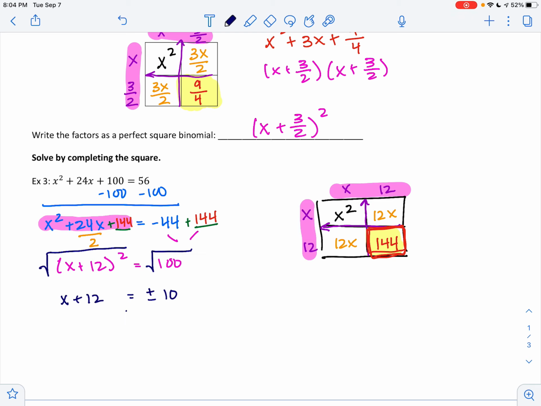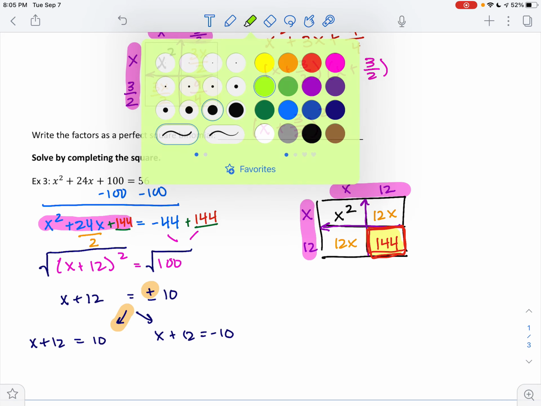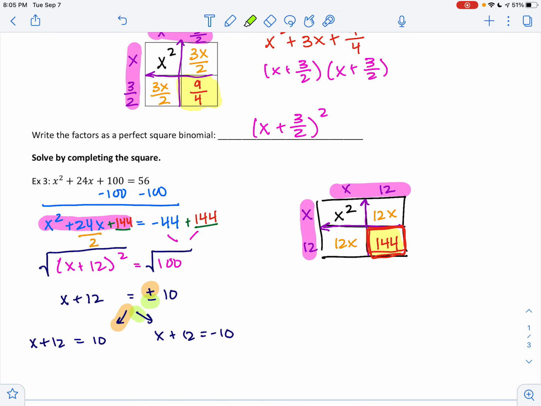So from here I have 2 equations that I can solve. I have x plus 12 equals positive 10, and I have x plus 12 equals negative 10. I have one equation for the plus sign, and I have another equation for the minus sign. That's how I'm getting those 2 equations.